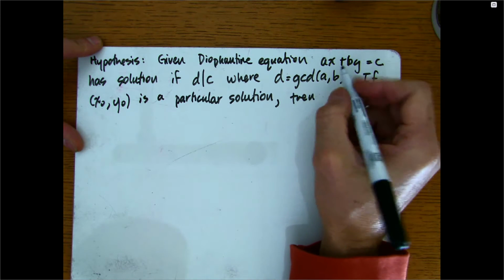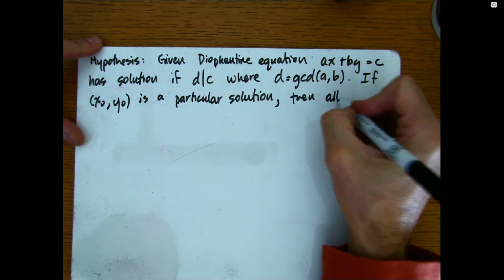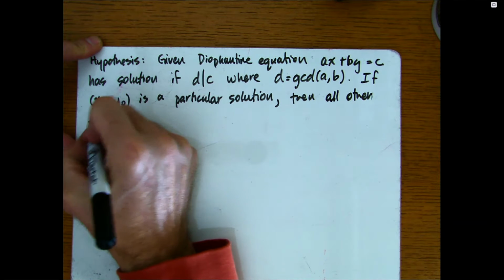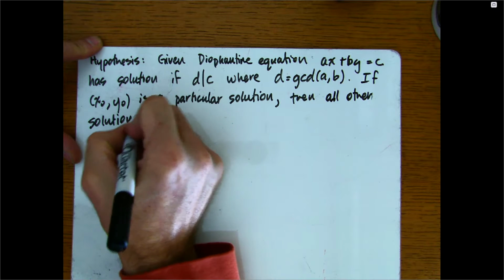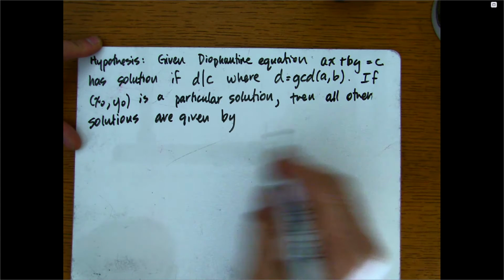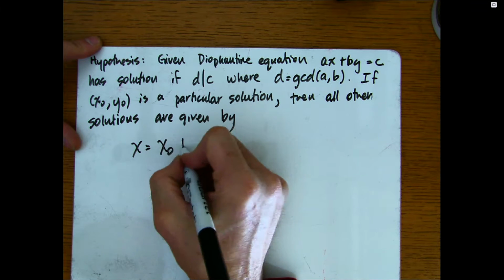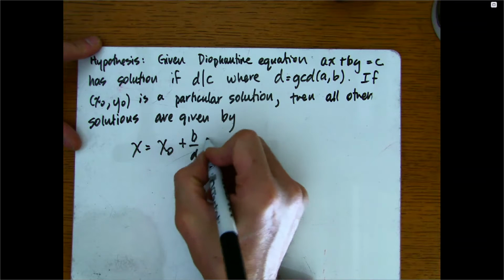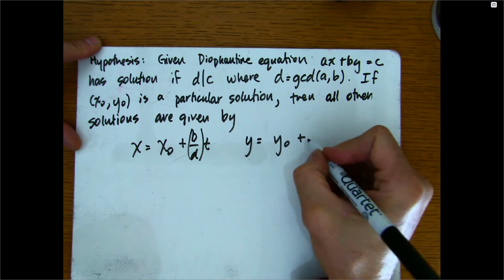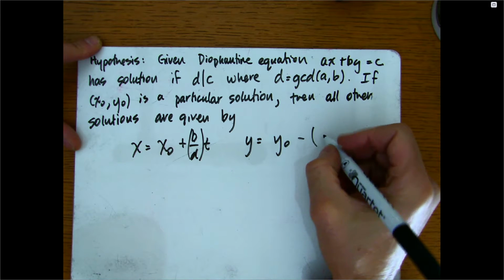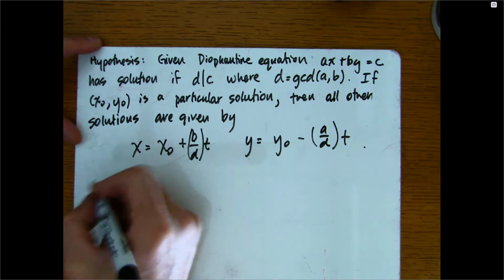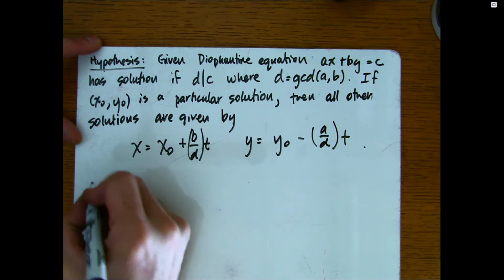then all other solutions are given by x equals x naught plus B over D times t, and y equals y naught minus A over D times t. Oh, and I should be careful here. I should say what this t thing is, where t is an integer. Okay, so that's what we're trying to prove. Let's go to a proof.